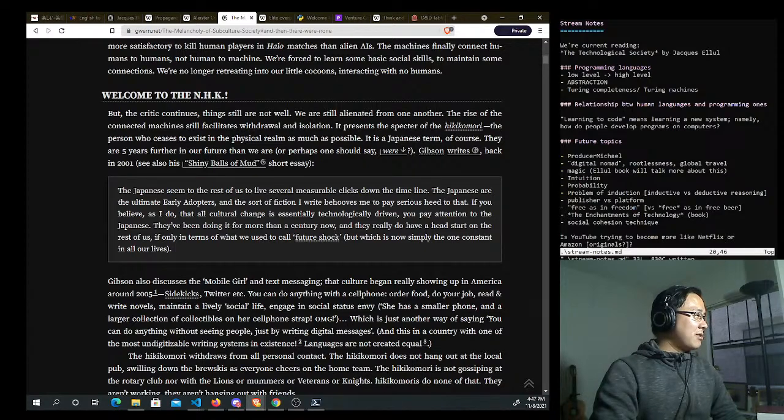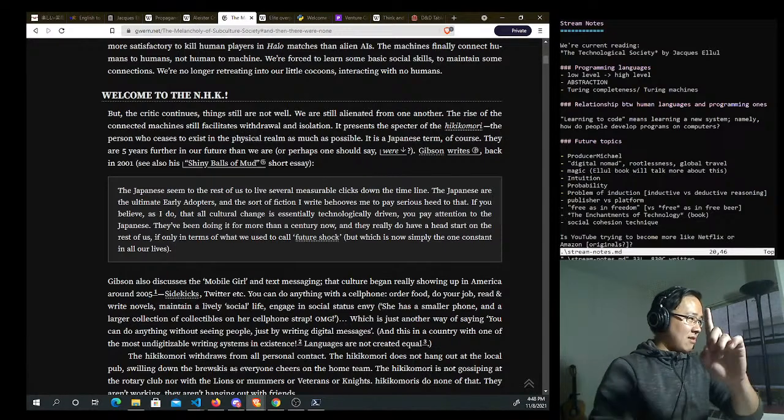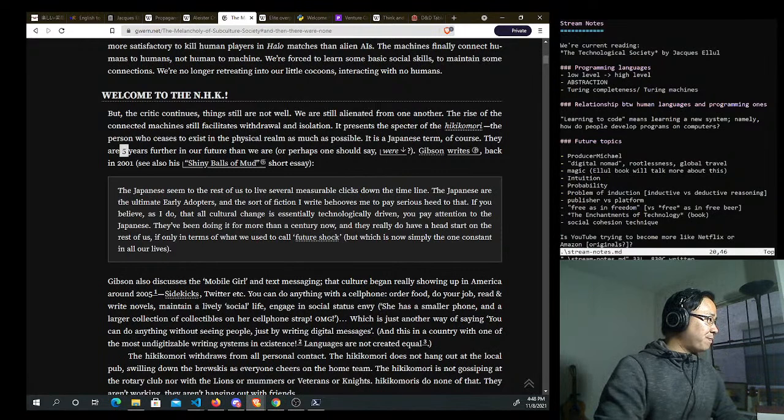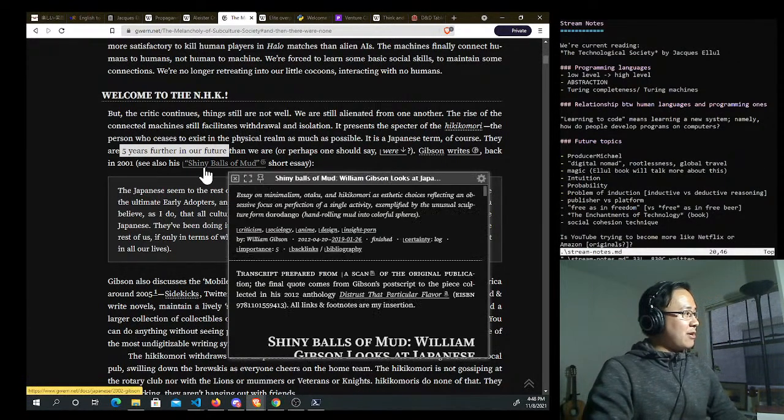It presents the specter of the hikikomori, Japanese word, the person who ceases to exist in the physical realm as much as possible. It is a Japanese term, of course. They are 5 years further in our future than we are. Or perhaps one should say were, Gibson writes back in 2001, and also in his Shiny Bowls of Mud short essay. Oh, I want to pause for a minute just to talk about this. So, Japanese stuff is described as 5 years further in our future.